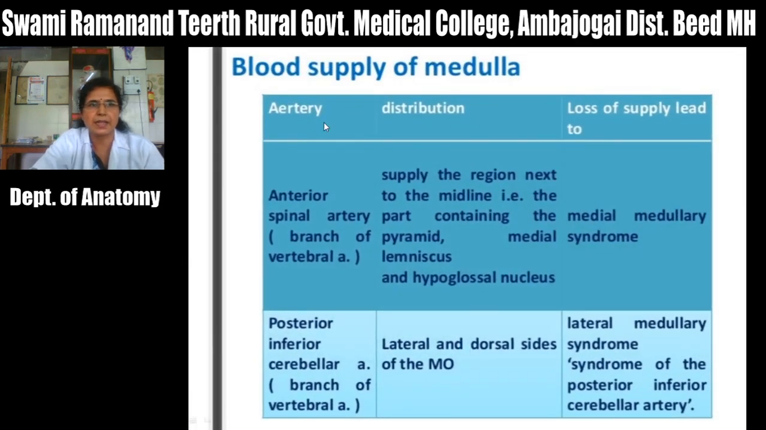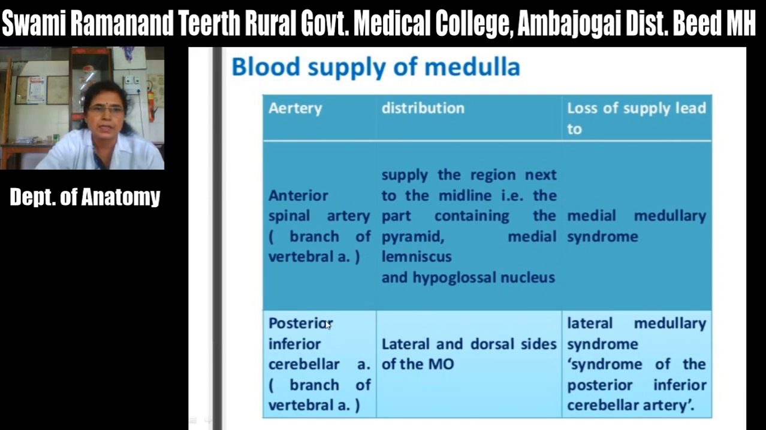So the blood supply: the artery is the anterior spinal artery, which is a branch of the vertebral artery. It supplies the region next to the midline, that is the part containing the pyramid, medial lemniscus and hypoglossal nerve. Loss of blood supply to this median area due to lesions of this artery leads to medial medullary syndrome, which we will see later on.